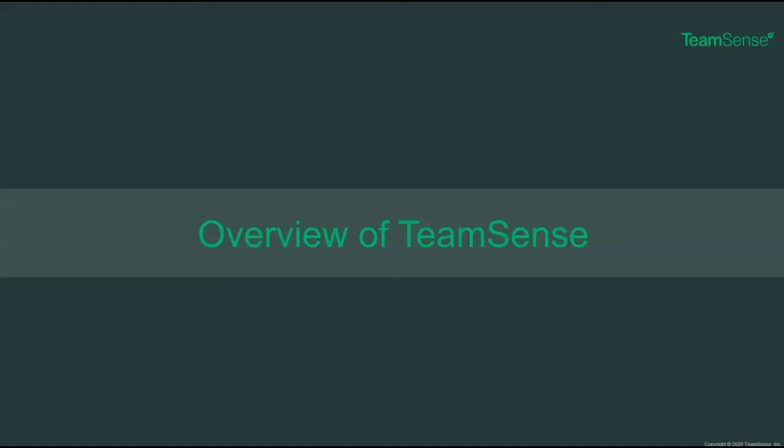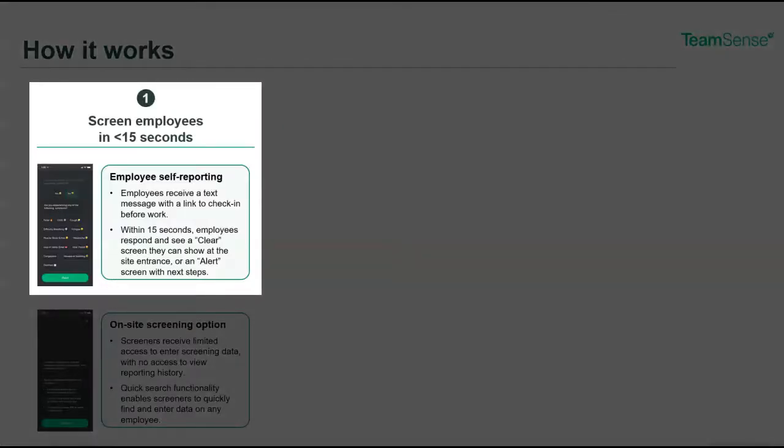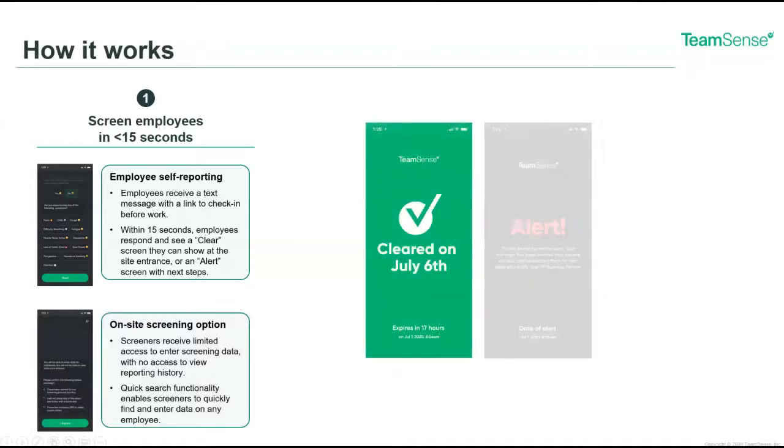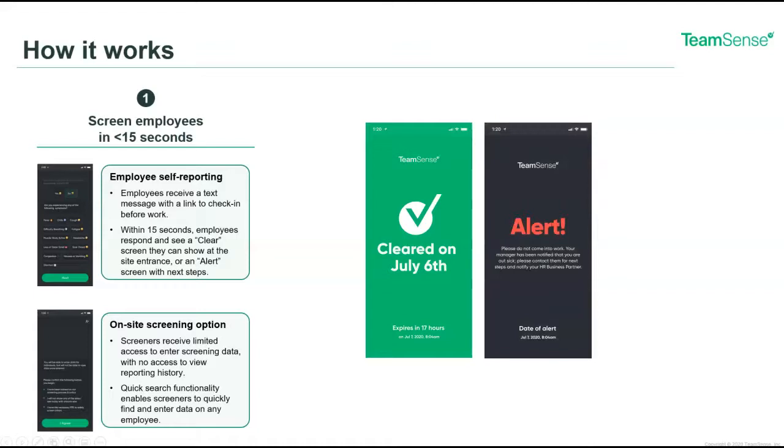TeamSense is a platform that enables your organization to screen employees for symptoms of COVID-19 before they start work. It happens in 3 basic steps. First of all, we send a text link to employees before their shift starts. This includes a link that they can click on, which will take them to a mobile web page where they will see prompts telling them to report their health status. We find that most folks are able to report their health status within 15 seconds or less. At the end of the survey, employees will see a green screen with a clear on it, or a red screen with an alert on it, and instructions with next steps that are customized for your organization.